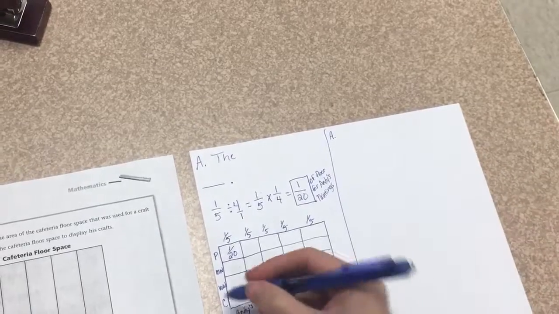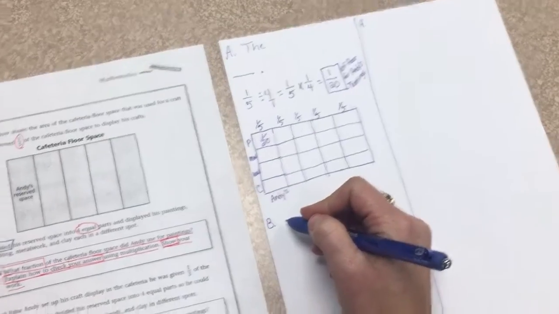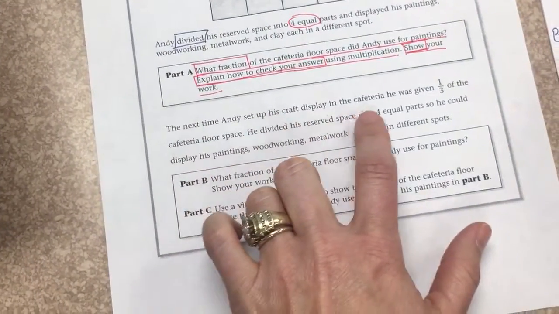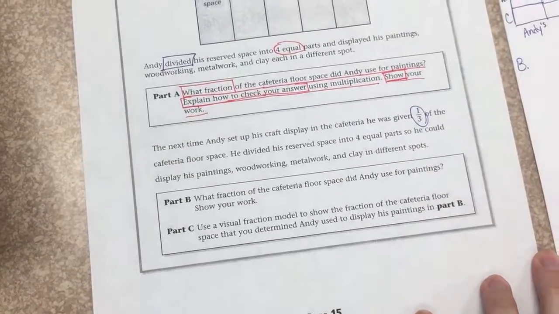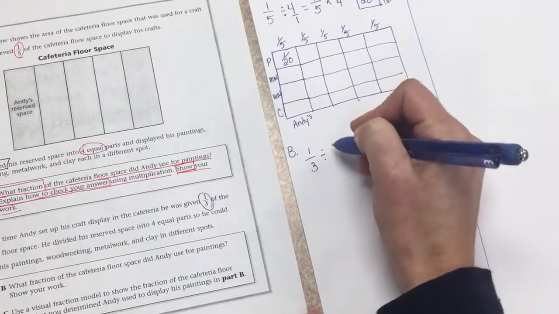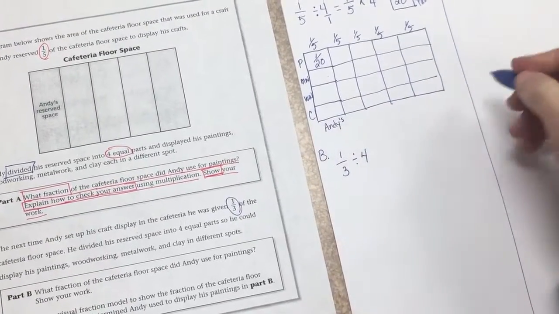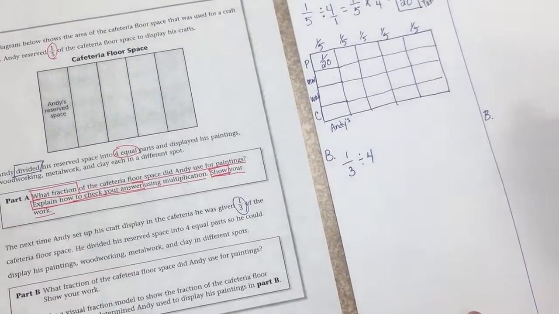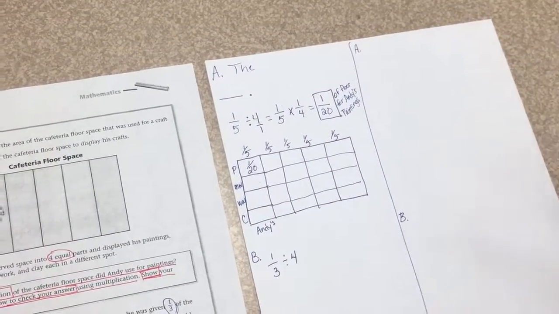This is exactly what he's going to do on his part B, except it says, next time Andy set up his cafeteria display in the cafeteria, when he set it up, he was given only 1/3. So now he's got 1/3 that he's going to split into 4 equal sections. So this is going to be his part B, which he will explain the same way we explained here that we did together. Part C is just the drawing explaining what you did here.